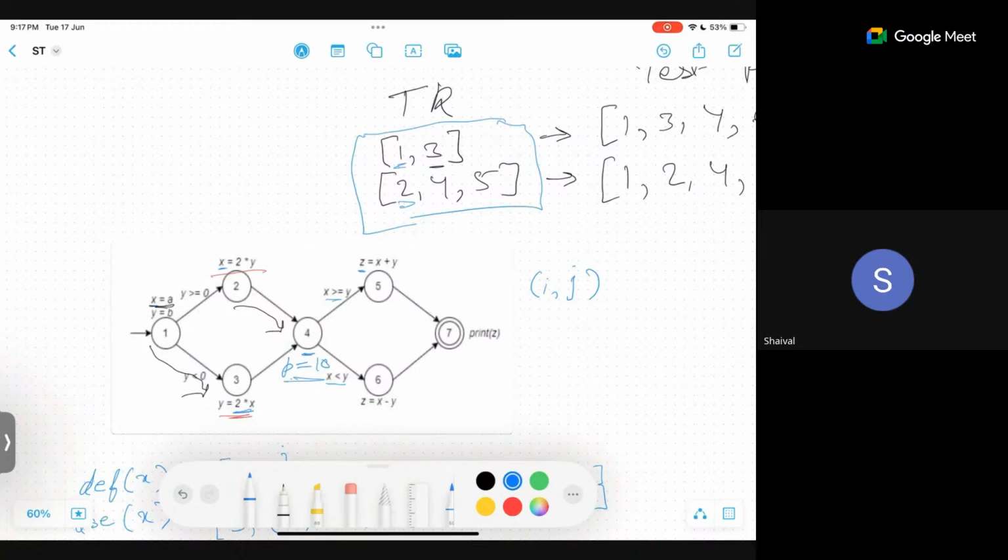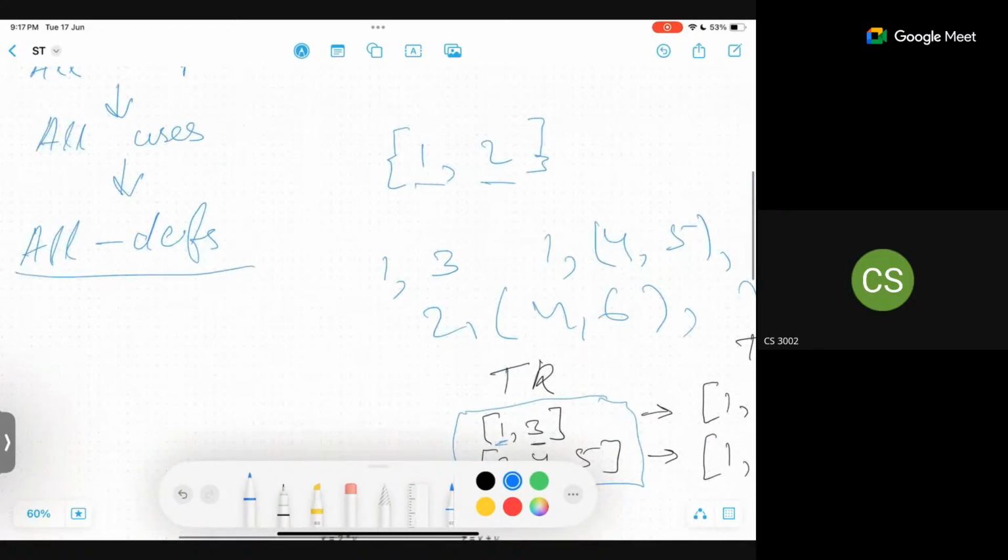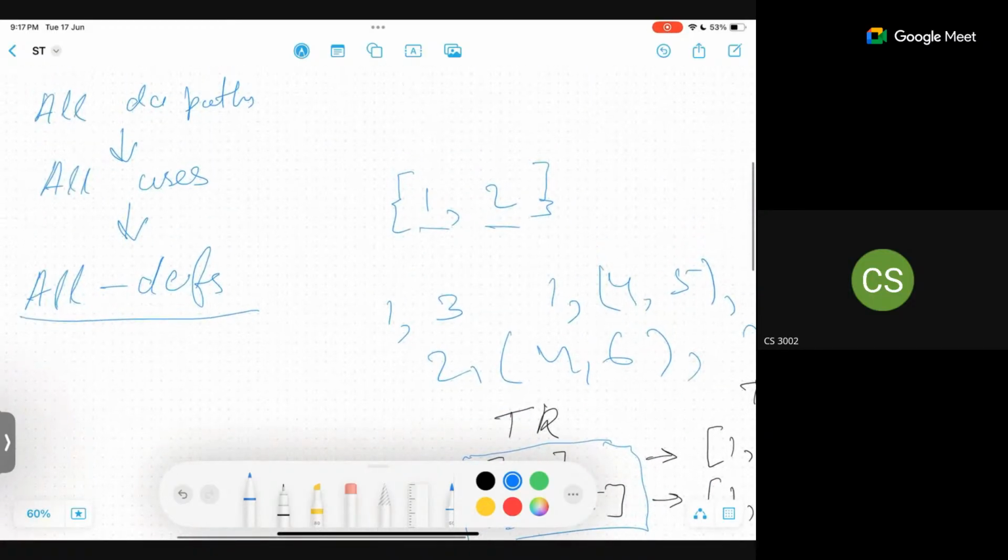Yes, then this definition can be part of the extended data flow graph. Okay, that was a good question. That is for all defs.